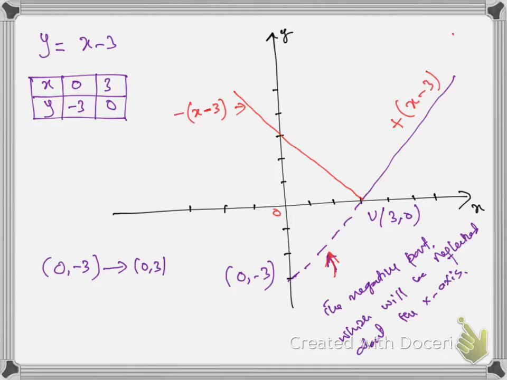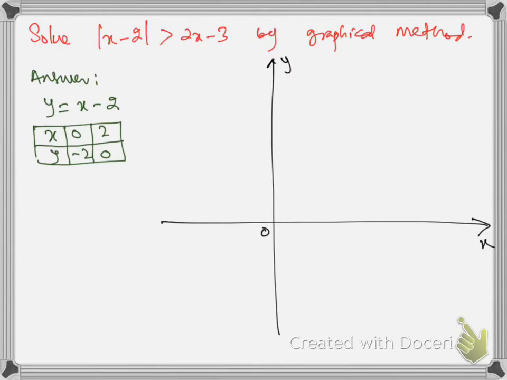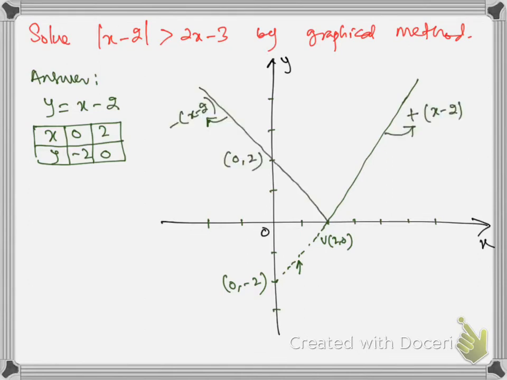Now let's do one question regarding the modulus. Example number 1. We have to solve this inequality by graphical method. First, we will sketch this graph in green color, and then we will sketch 2x minus 3 in a different color. Let's sketch y is equal to modulus of x minus 2 first. This is the sketch of y is equal to x minus 2. Now for modulus, we will reflect this negative part about the x-axis. Here is the final sketch.